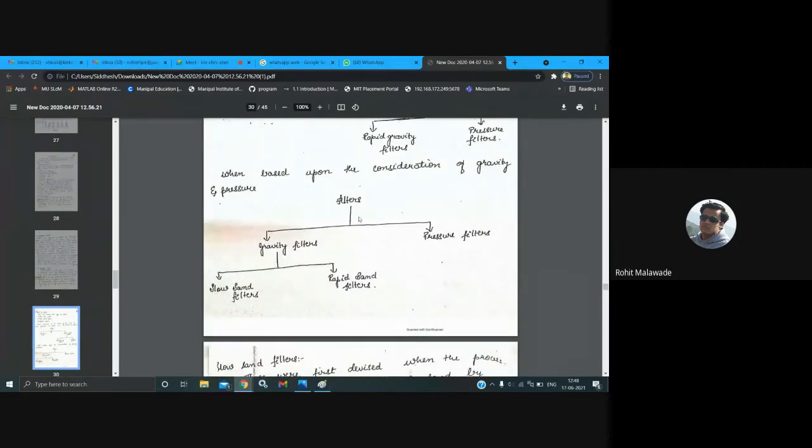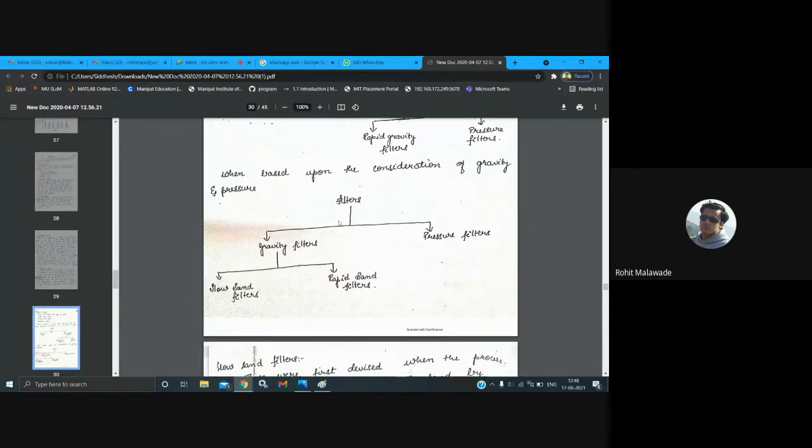Based upon the consideration of gravity and pressure, the filters are going to be classified into gravity filters and pressure filters. In gravity filters, we are going to have the slow sand filters and the rapid sand filters. And when we apply pressure, we classify it as the pressure filter.